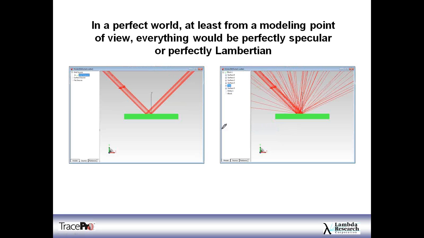So I guess you could say, in a perfect world, at least from a modeling point of view, it'd be great if everything was either perfectly specular or perfectly Lambertian. It'd make our models much simpler. We'd have reflected angle equals incidence angle, or we scatter in a Lambertian manner. But obviously in reality, it's somewhere in between.